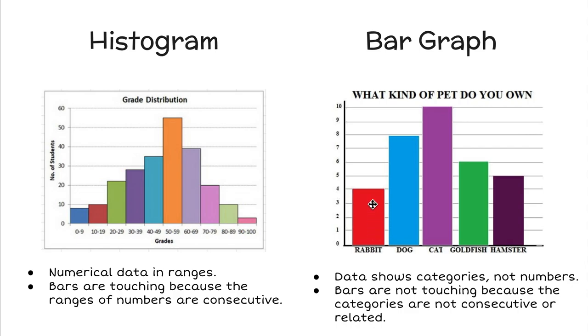And we can see that rabbits had 4 people with a rabbit, there were 8 people with a dog, and the most popular pet here was a cat with 10 people. So the data here in the bar graph is shown in categories and not numbers, and the bars do not touch because the categories are not consecutive or related.